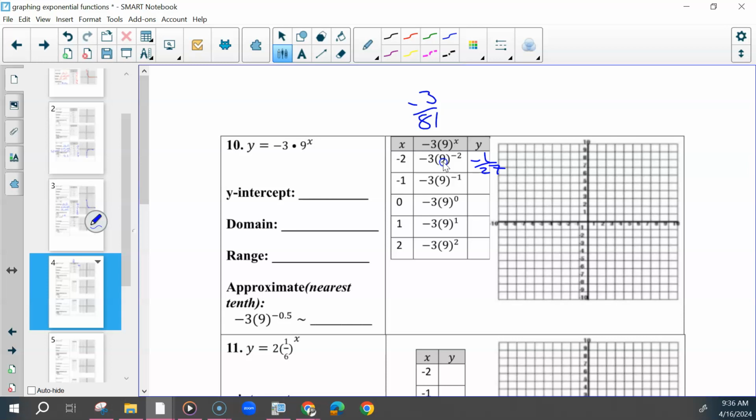Negative 1/3. Negative 3 times 9 to the 0. Not 0. 9 to the 0 would be 1 times the negative 3. Negative 3 times 9 to the first. Negative 27. And negative 3 times 9 squared. It's a really big number.